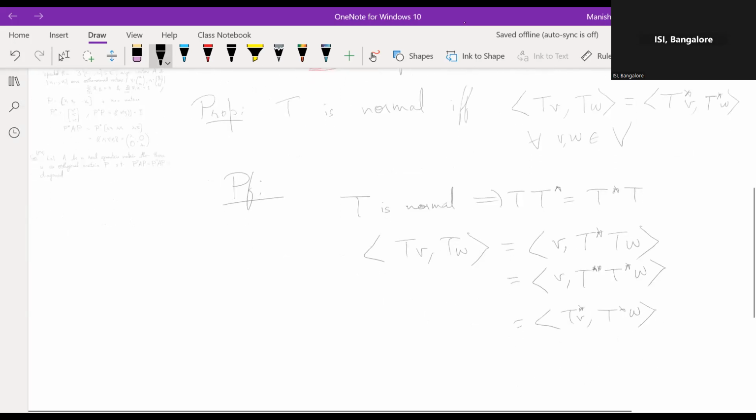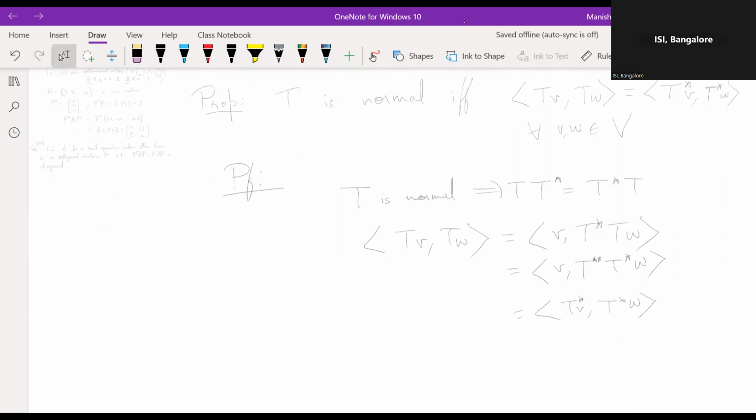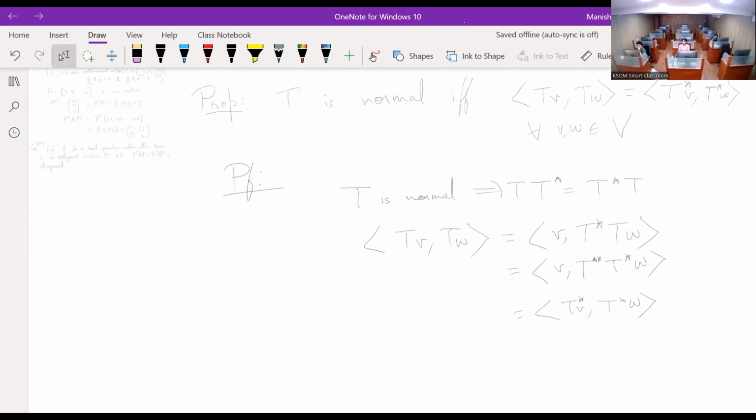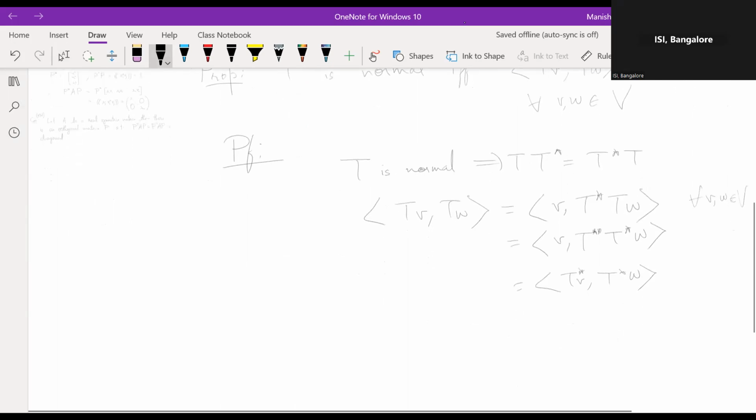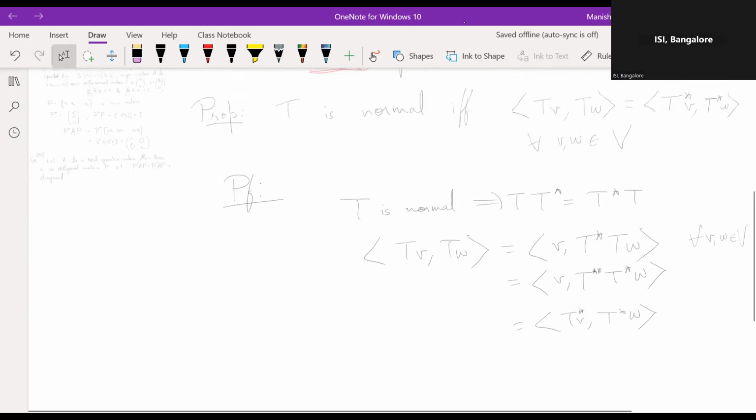Okay, because if you move T star V to this side, then it becomes double star, which is the same as T, which is this thing. Is that okay? Yes. So this holds for all V and W. Similarly, the other direction is also okay.